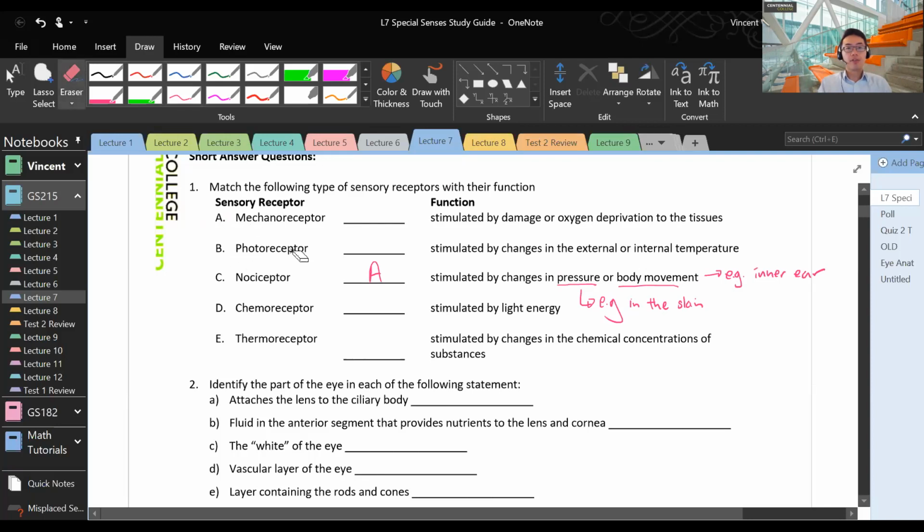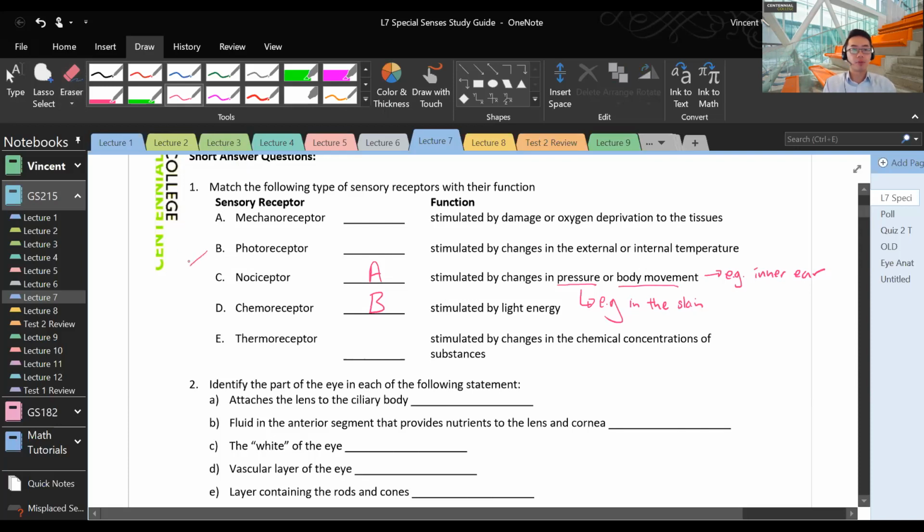So that's done. Photoreceptor, okay? Which one is photoreceptor? Photoreceptors are found in the eye, and they are responsible for detecting light energy. So I'm going to put B right here. There are two types of photoreceptors. There are the cone cells, which detect color, and there are also the rod cells, which detect grayscale, and they're going to be most active during nighttime.